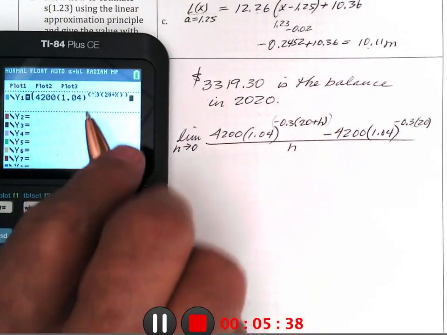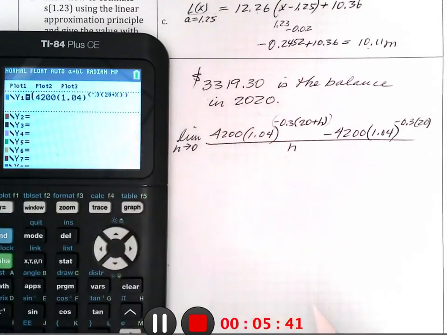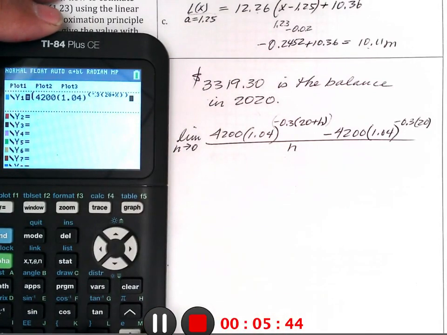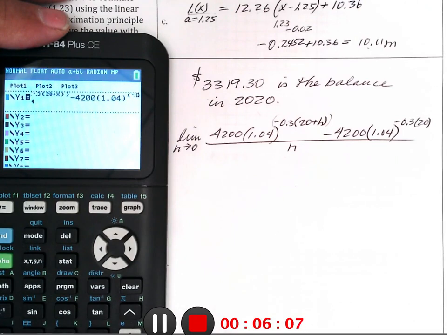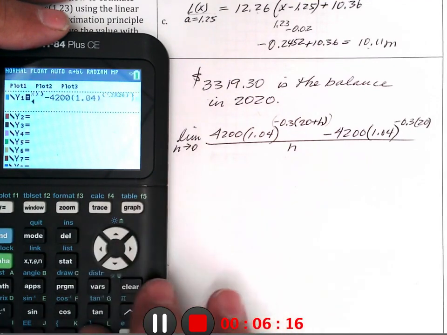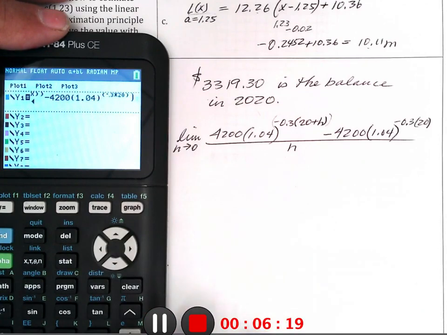This one and this one. But on the older calculators, you would. And on some of the other ones. We got minus 4,200 parentheses 1.04, wasn't it? Yes. Close parentheses to the, once again, since if you had an older calculator, you would have to start with parentheses, minus 0.3 times 20, and close the power, come down, close the whole numerator, divided by x.